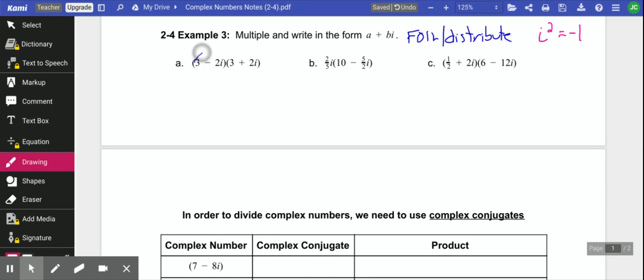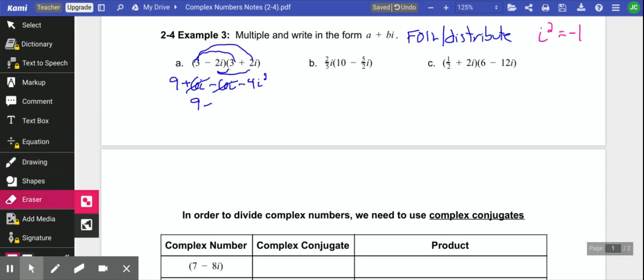All right, so we're going to FOIL this. 3 times 3 is 9. 3 times 2i is 6i. -2i times 3 is -6i. And -2i times 2i is -4i squared. So that's just FOILing like we're used to. Like terms, 6i and -6i are going to cancel. So we have 9 minus 4i squared.